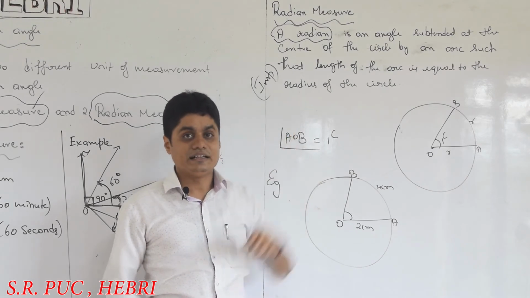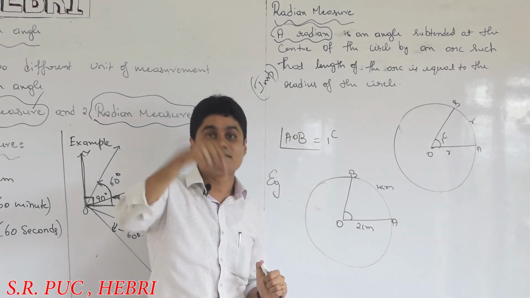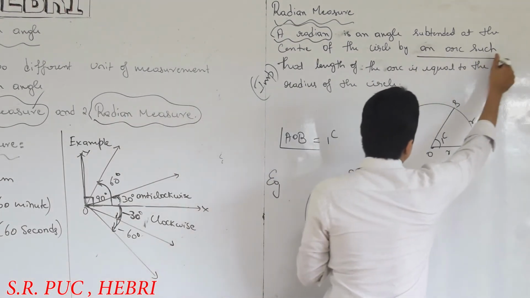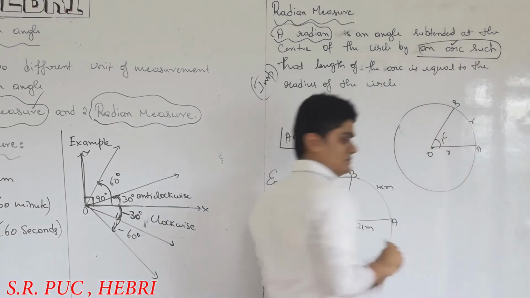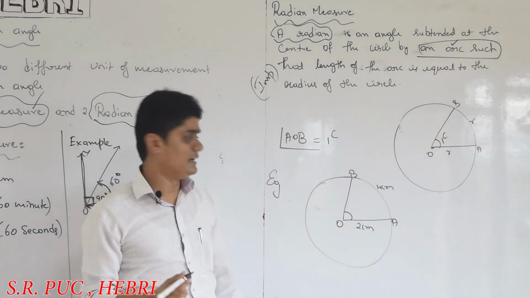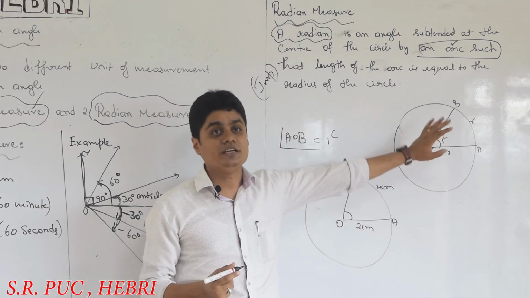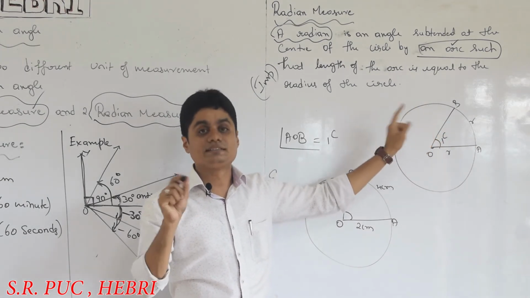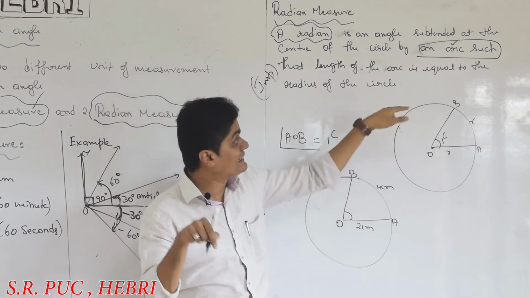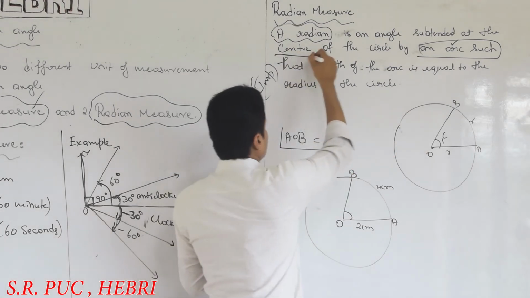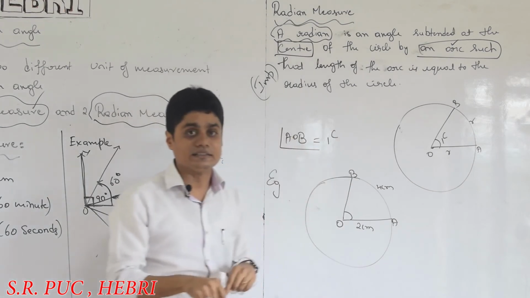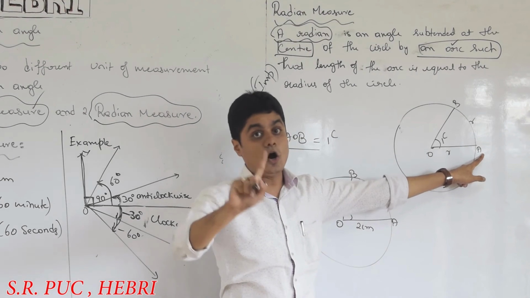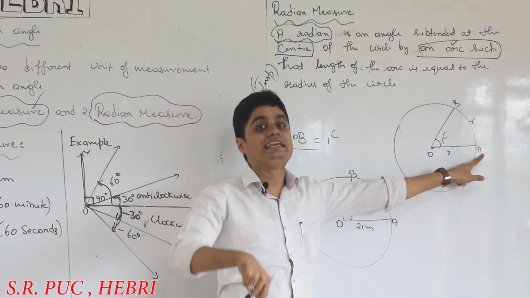What do you mean by that? Radian, that angle is actually at the center of the circle, subtended by whom? By an arc. What do you mean by an arc? Arc is nothing but part of the circumference. Radian is an angle subtended at the center. That is a very important word. This you must write: at the center by an arc. Not all arcs will give you the radian. Remember that.